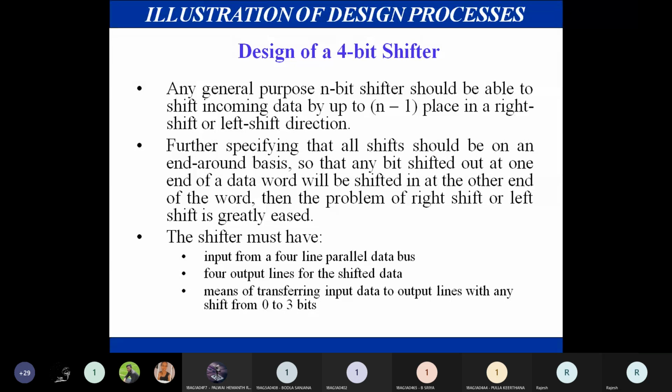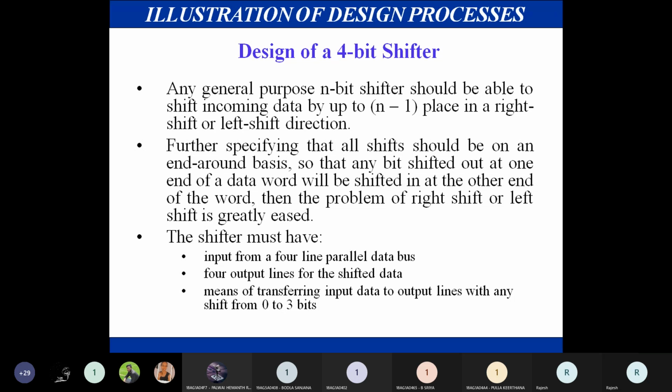So our first design is a barrel shifter. First we are covering what a shifter is. So, design of a 4-bit shifter. What is a shifter? Consider an n-bit shifter, any general purpose n-bit shifter. It should be capable of shifting incoming data by n-1 places. So if you consider 4 bits, it will shift n-1 places, meaning 3 places, in a right or left shift direction.